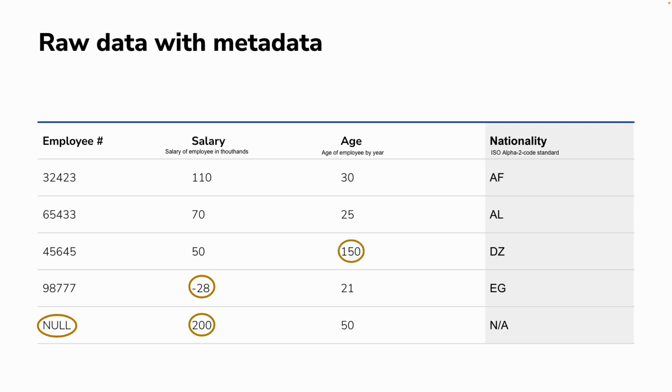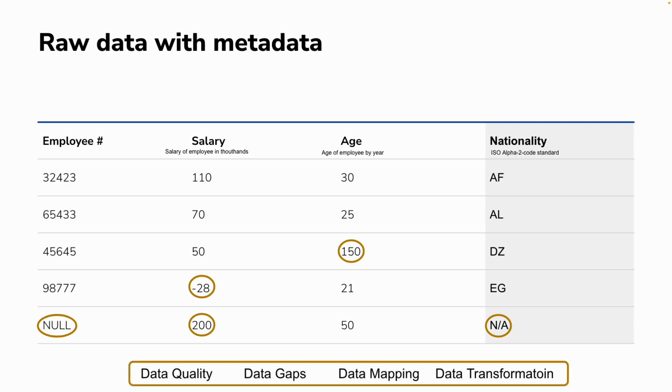If you go for the age, it's less likely that you have a 150 year old employee in your company, and also someone that doesn't have a nationality. Could be a valid reason, by the way, but at least the metadata, once we've added it to the data, starts to trigger a lot of questions in our mind, and that will help us to understand the data more. So you can see metadata truly enables data quality, data gap management, data mapping, and also transformation, and a lot of the data related activities as well.